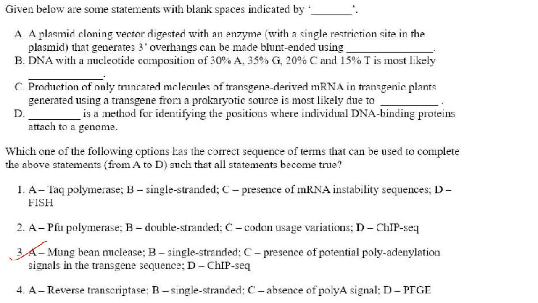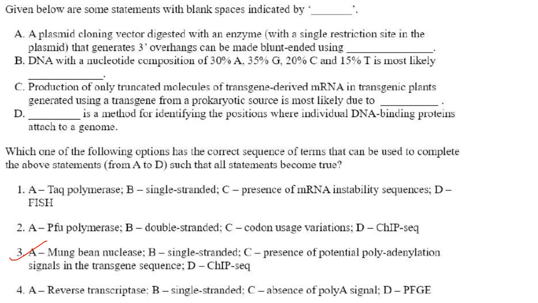You all know that prokaryotes lack polyadenylation signal. So when a prokaryotic transgene is introduced into a eukaryotic plant, it will not contain the signal for polyadenylation and processing of mRNA. As a result, the transgene derived mRNA produced in the transgenic plant may lack a polyadenylation tail, and this leads to the production of truncated mRNA molecules which are unstable and might be rapidly degraded within the cell. So the answer here for C is presence of potential polyadenylation signal in the transgene sequence.